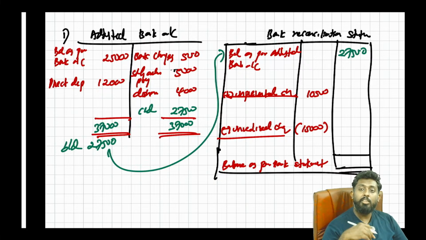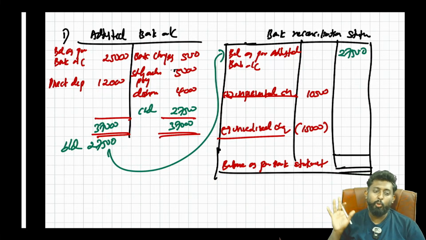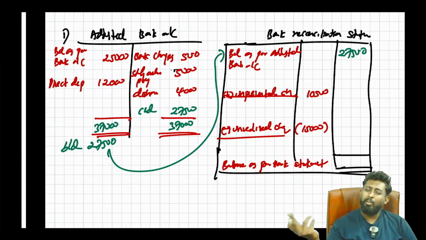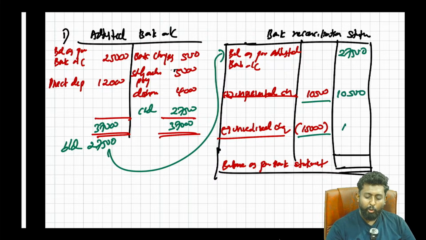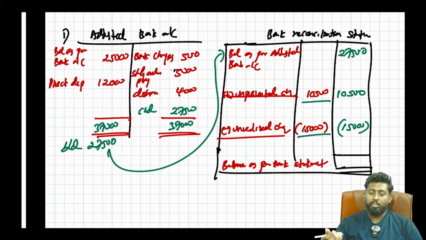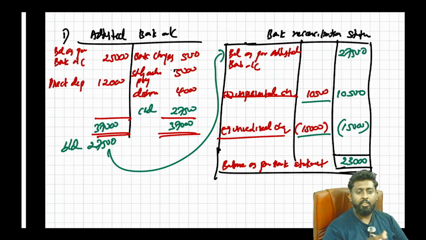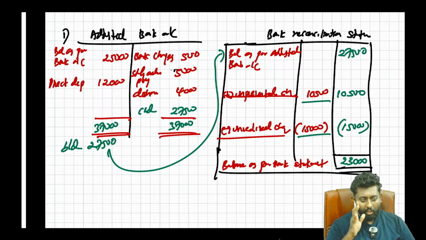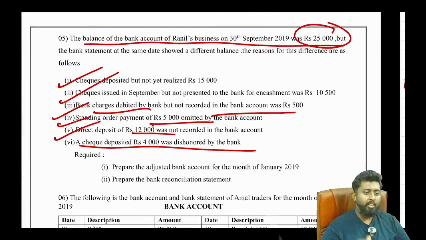Normally in some sums they mention the bank statement balance, so once you complete this, you know you did it right. In this question they haven't mentioned the bank statement balance. So you have to add 10,500 and you have to minus 15. If you add 10,500, it will end up 38, minus 15, 23,000. So this is the answer for the adjusted bank account and bank reconciliation statement, which is the answer for this question.